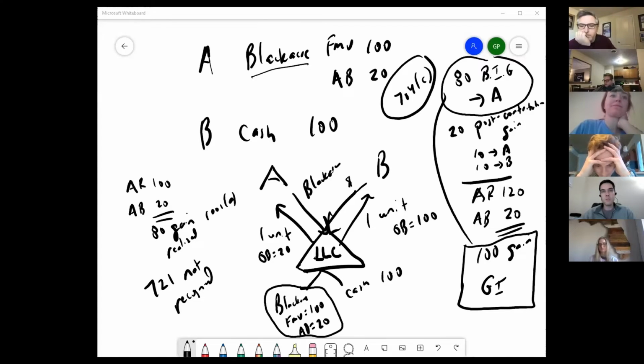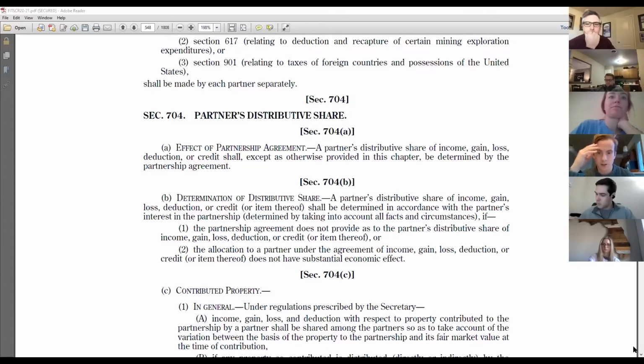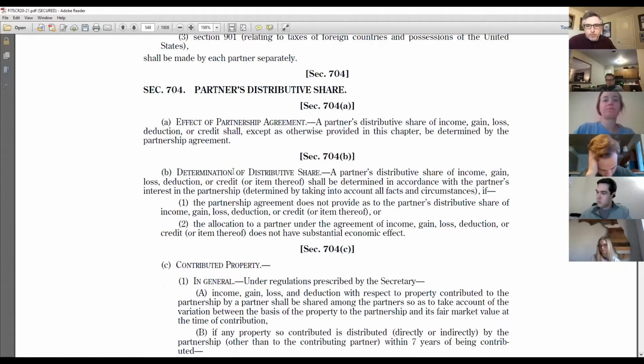So when I say A can't avoid the gain, it's really not true. A can avoid it by dying. But other than that, the gain is generally going to be stuck to A. And 704C does a bunch of that work. Let's take a quick look at that here. 704C. So take a look at 704C of the code. Well, let's start with 704A.